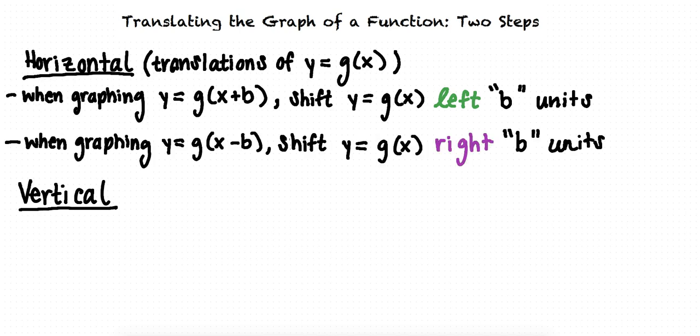When graphing the equation y equals g of (x minus b), we must shift the graph of the equation y equals g of x right the amount of b units. That covers cases of horizontal translations. Now on to vertical translations.